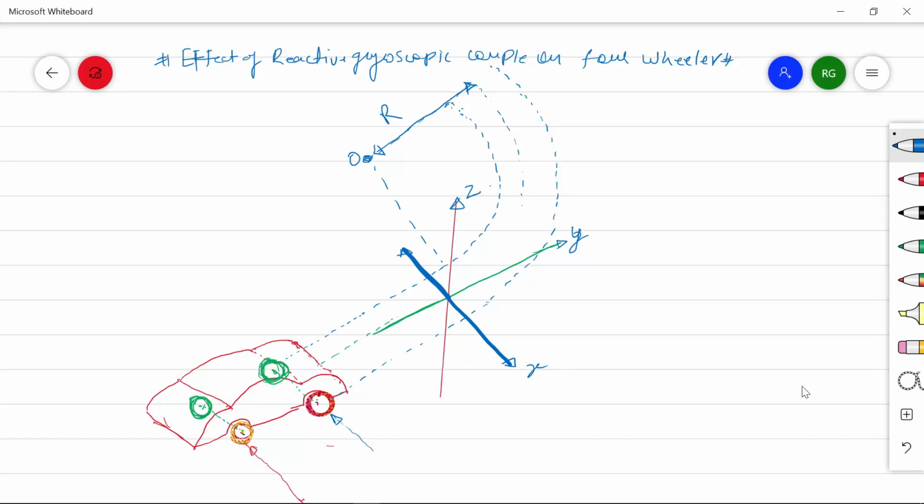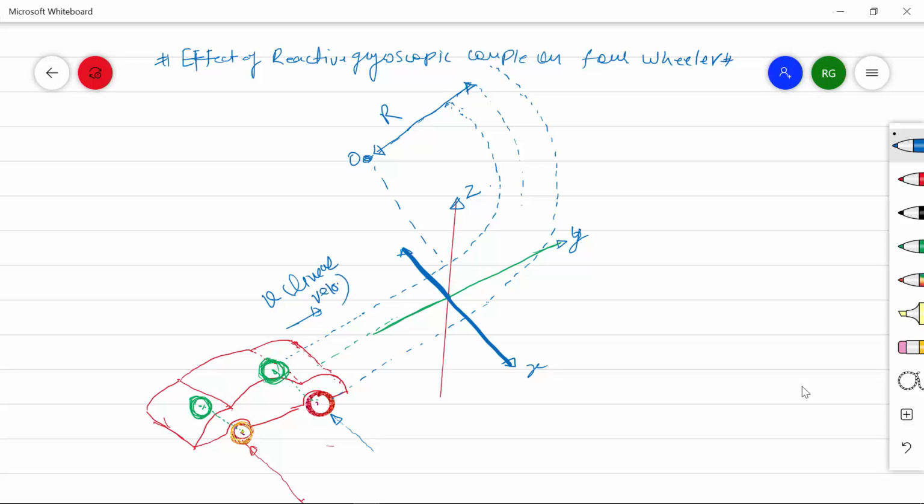Hello everyone, welcome. In this lecture, we are going to study the effect of reactive gyroscopic couple on four-wheelers. So, in this, we consider this is a four-wheeler and moving in y direction. Let's say this is moving in this direction with v linear velocity.